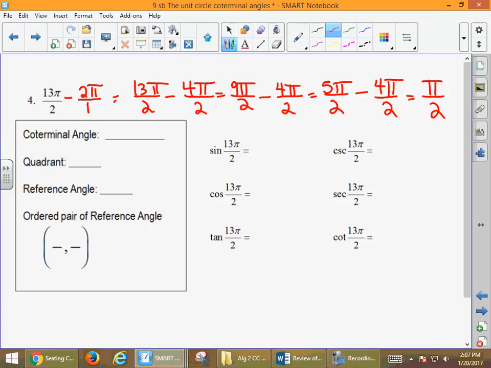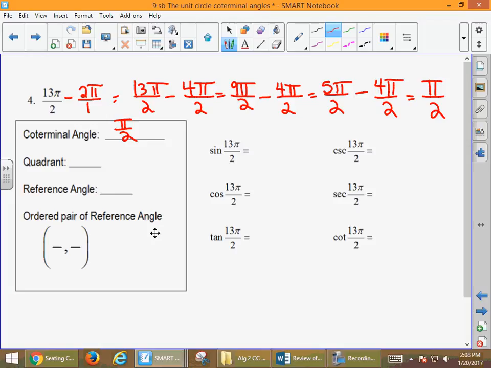But remember, I'm not going to give you a calculator. So, just as an aside here, I said that 13 halves was 6.5 pi. And I did 6.5 minus 2 to get 4.5. Minus 2 is 2.5. Minus 2 is 1/2. And I'm okay with that. So the key here is that our coterminal is pi over 2.